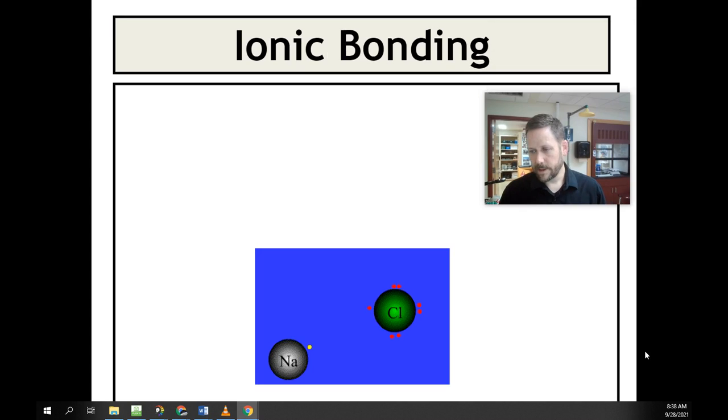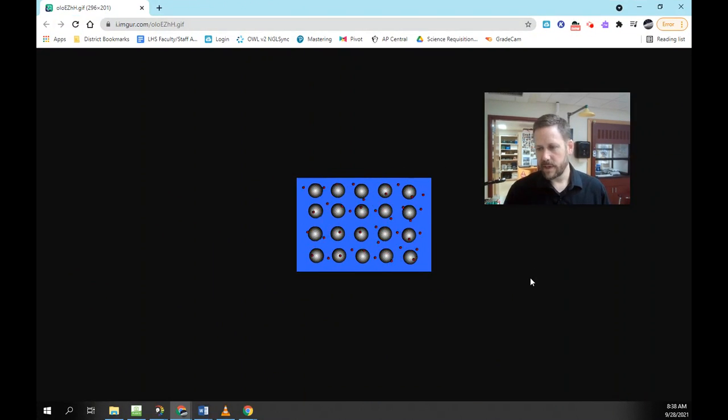We've talked about metallic bonding, and a good animation that I wanted to show about metallic bonding is given here. I don't know if you can see that easily, but you can see there are the nuclei of all of the metal atoms, and the valence electrons are just free to move around. And that's what metallic bonding looks like.